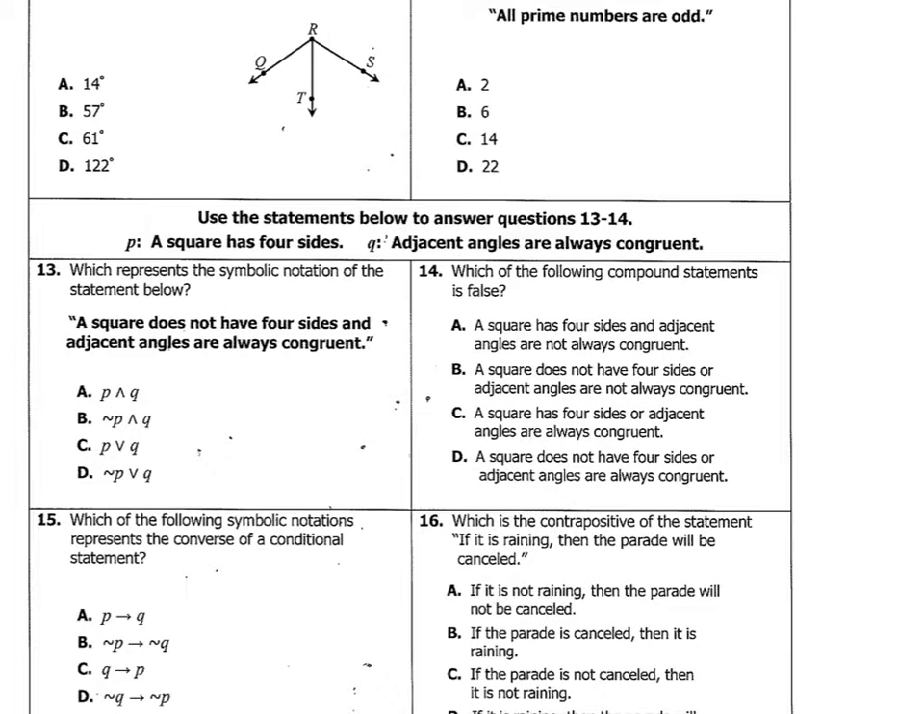For 14, we're going to use P and Q. P: a square has 4 sides. Q: adjacent angles are always congruent. So 14, which of the following compound statements are false? Which of these are false? A, a square has 4 sides, and adjacent angles are not always congruent.